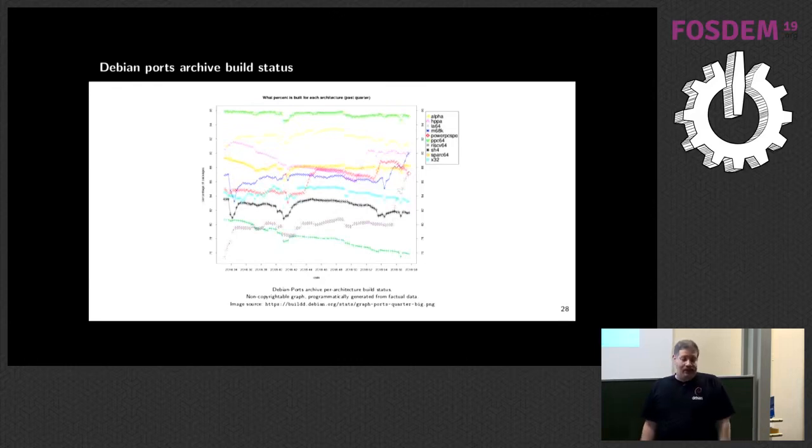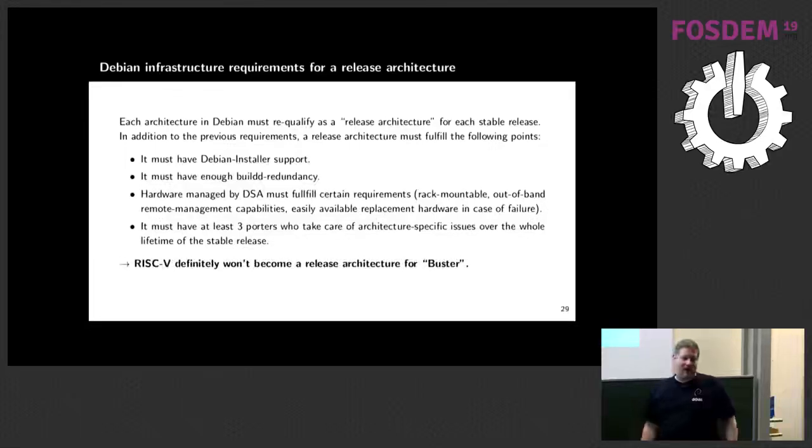To become a release architecture, an officially supported, stable release architecture, we need to have Debian installer support. That's work in progress, but not yet finished. We need to have enough buildds with redundancy. Buildds are the package builders Debian uses to automatically compile packages for all architectures.